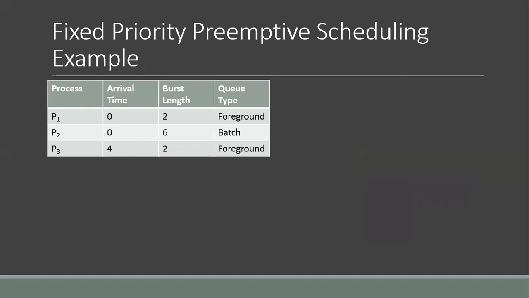Let's explain this using a fixed priority preemptive scheduling example. Suppose there are three processes in the system, process P1, process P2, and process P3, which have arrived at time 0 and at time 4. Process P1 is a foreground process and process P2 is a batch process, whereas process P3 is again a foreground process.